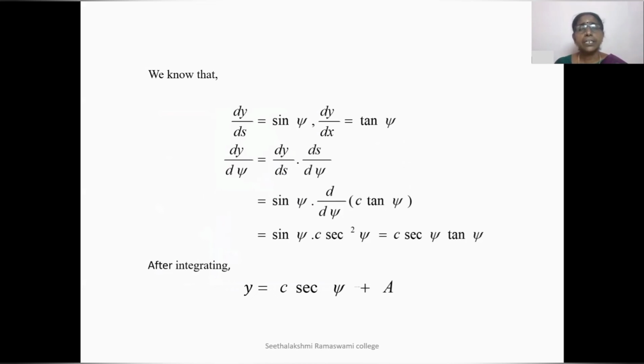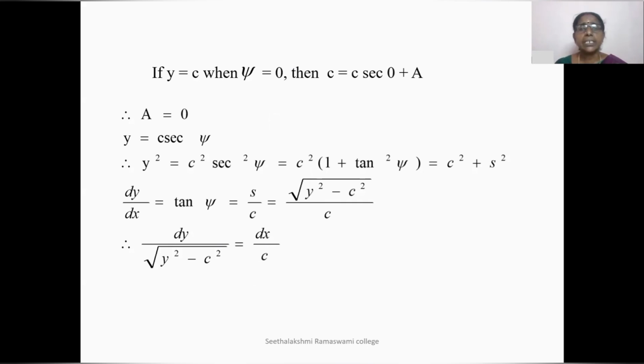Now, we know that dy by ds equals sin psi, and dy by dx equals tan psi. dy by d psi equals dy by ds into ds by d psi. For dy by ds we substitute sin psi, and d by d psi of s, which is C tan psi from the intrinsic equation, gives sin psi into C into secant squared psi. That is equal to C secant psi tan psi. After integrating this, we get y equals C secant psi plus a. If we apply the initial condition y equals C when psi equals 0, then C equals C secant 0 plus a. From this, a equals 0.